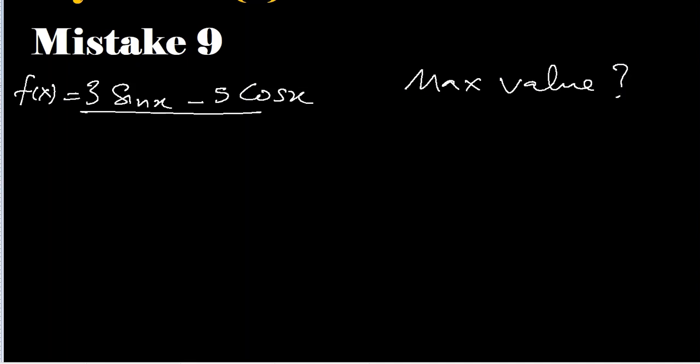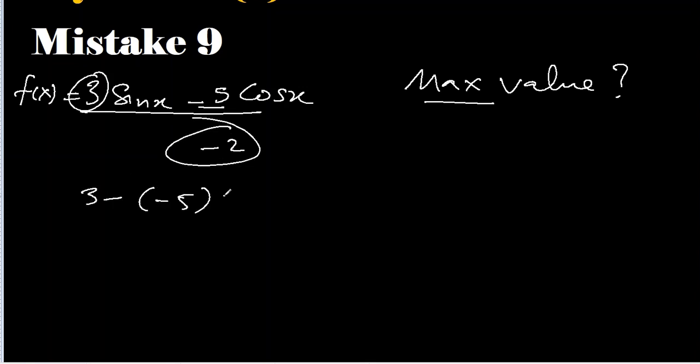That's the question. Okay, so some students start drawing graphs for this and try to see what is the maximum value, or they will see, okay, 3 minus 5 is minus 2 and 3 plus 5, which is 8. So 8 is the maximum value and minus 2 is the minimum value. They just guess this one. Never do that. This is completely wrong.